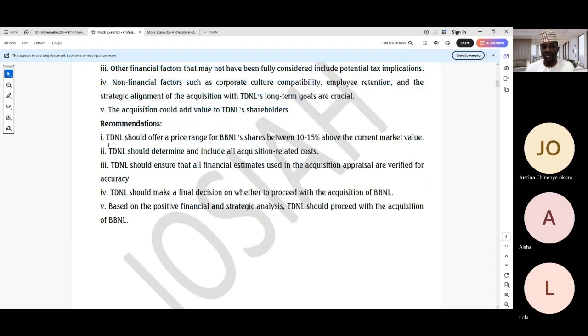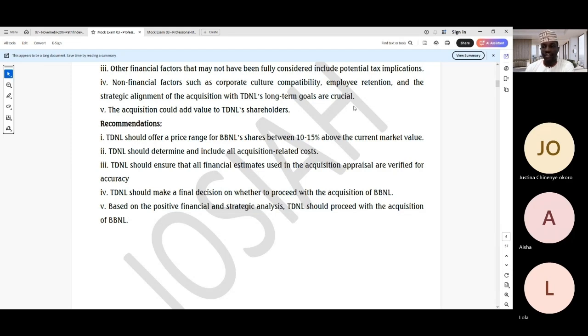Then in our recommendations, we are saying they should offer a range of prices to BBNL between this percentage. They should determine and include all acquisition related costs. Ensure that the financial estimates used in the appraisal are verified for accuracy. That's our recommendation. And number 4, they should make a final decision whether to proceed with the acquisition or not. But based on what we calculated, they should proceed. We are recommending because it will add value to the company.